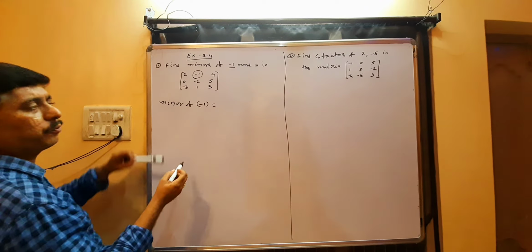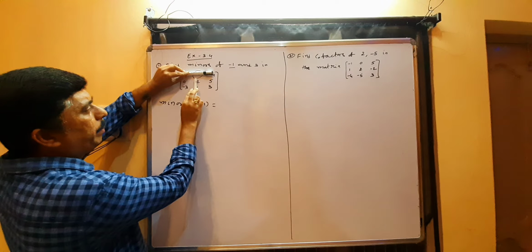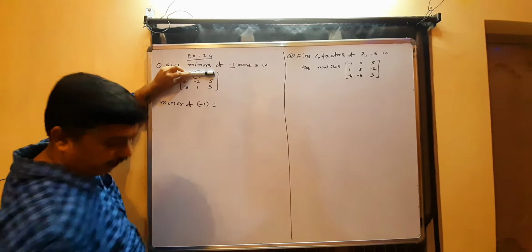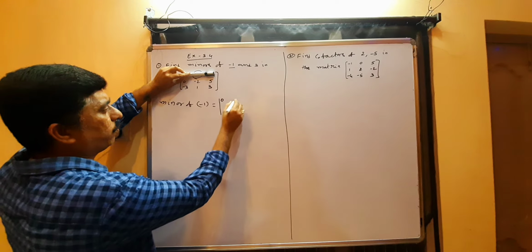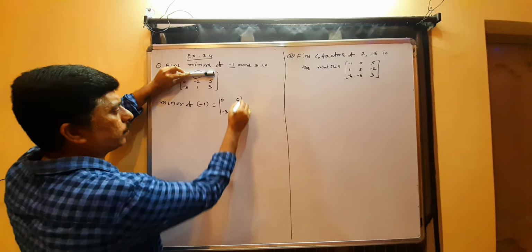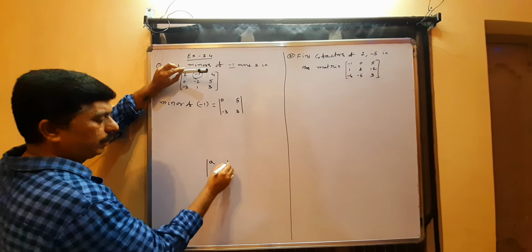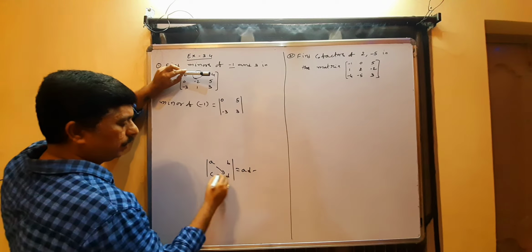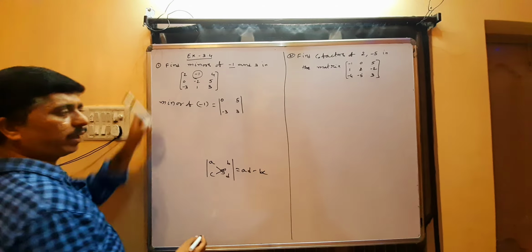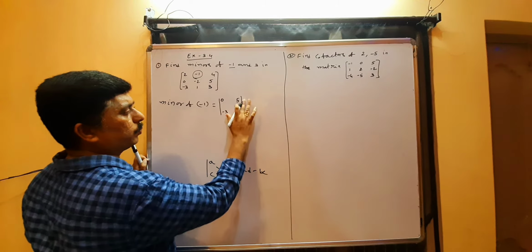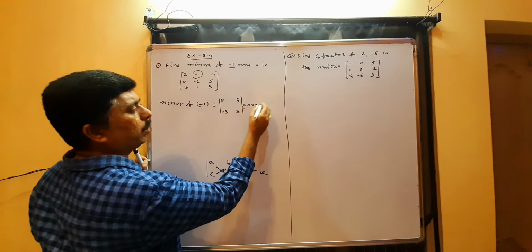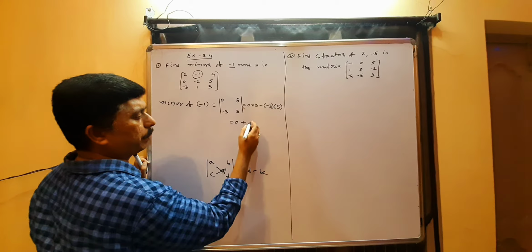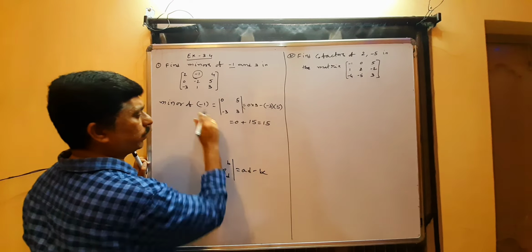Minor of -1: delete the first row and second column. The remaining elements are 0, 5, -3, 3. The determinant of a, b, c, d is ad minus bc. Same formula you can apply: 0 into 3 is 0, minus (-3 into 5), which is minus into minus plus 15. So the minor of -1 is 15.